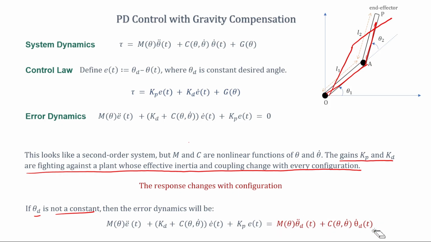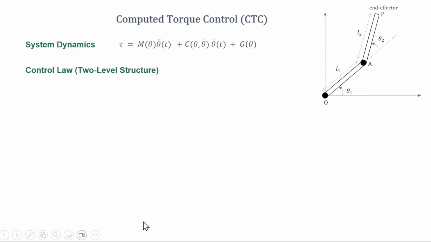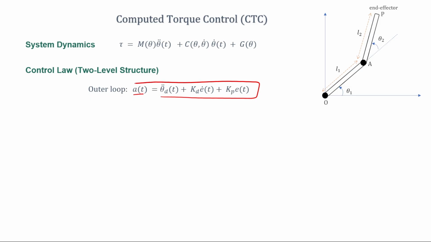Okay, and to take care of all this, if somehow these M(theta) and C(theta) we can cancel out, then this problem will get settled, and that is the reason we go for something called the computed torque control method. Now the computed torque control method is a two-stage approach. So in the first stage we use a controller of the form a equal to this. Now this is a simple controller, this is again a PD controller.